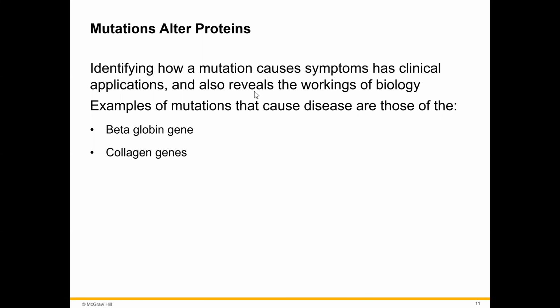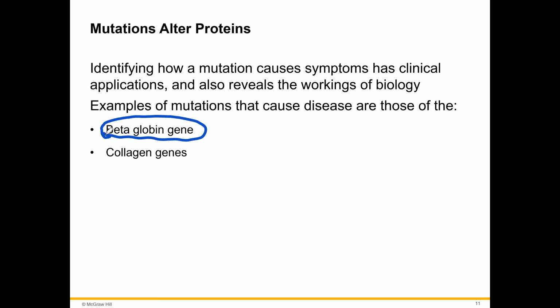Here we will look at mutations that alter protein. Identifying how a mutation causes symptoms has clinical application and also reveals the working of biology. Examples of mutations that cause disease are shown in a mutation of the beta globin gene and the collagen gene. Now, beta globin is the protein that is important in hemoglobin. Now, you have red blood cells. Inside the red blood cells, you have proteins called hemoglobin, and hemoglobin carries oxygen through your body. Hemoglobin is made of alpha globin and beta globin.